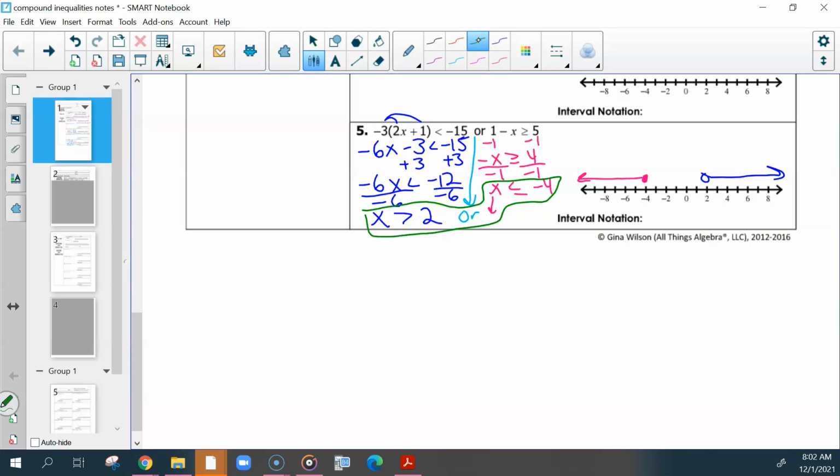And then the interval notation would be -infinity to -4, but -4 is included. And then 2 to infinity, where 2 is not included.